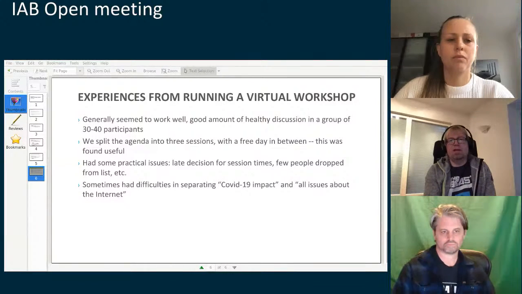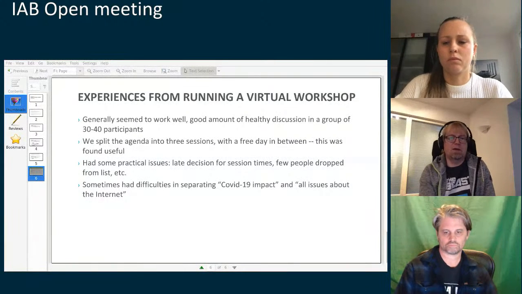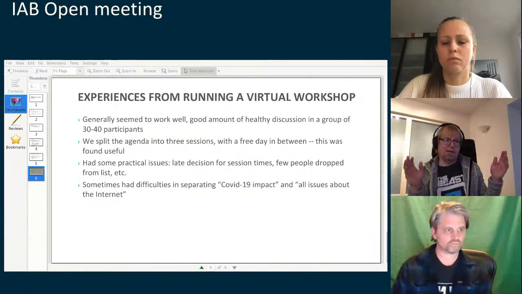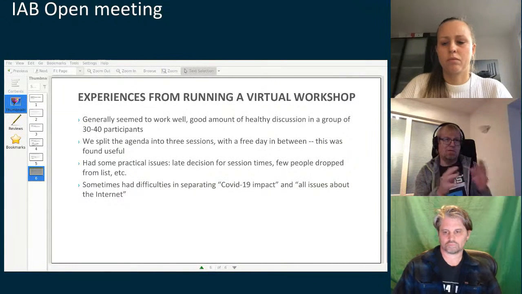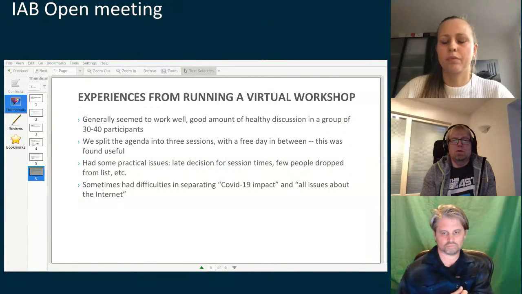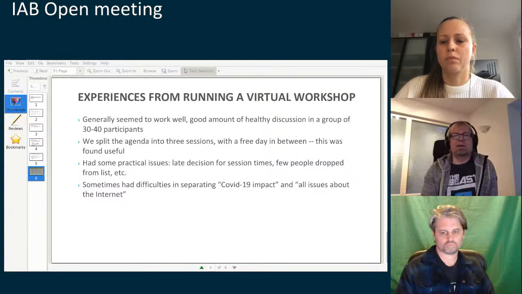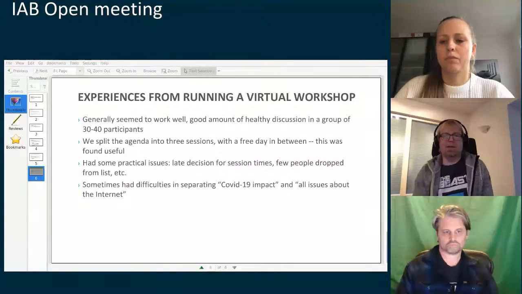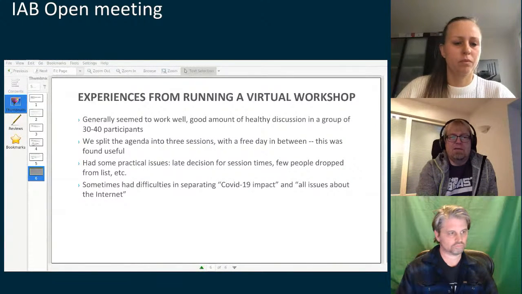We did split the agenda into 3 days or sessions with a free day in between. And many people found this useful because you actually had some time to think about stuff. If we had an actual physical workshop, we would have packed it in a day and a half, and it would have been a coffee break and immediately to the next thing. So that was a really good thing. We did have some practical issues, and we did have difficulties in sometimes separating the COVID-19 aspect of things and everything else about the internet, because as we know, there are things to do. But that's roughly the report.